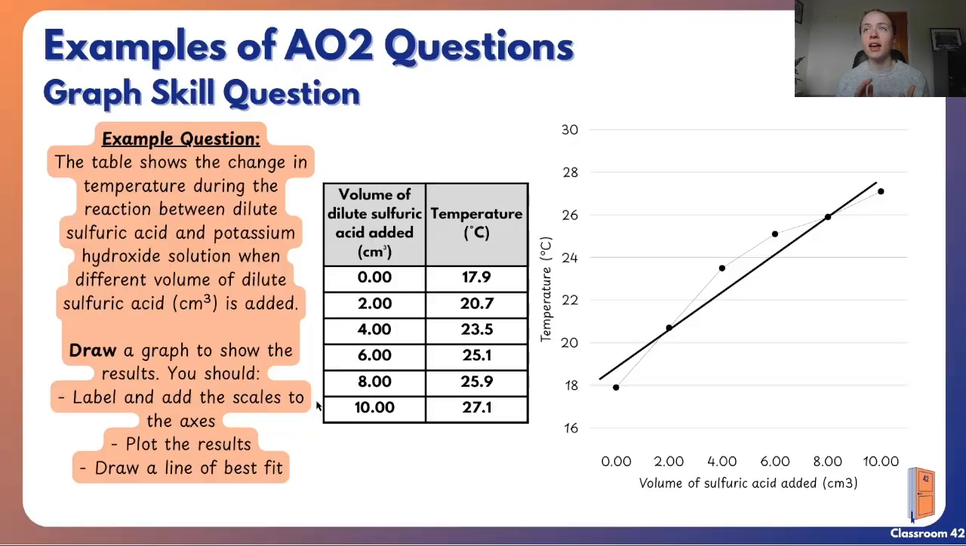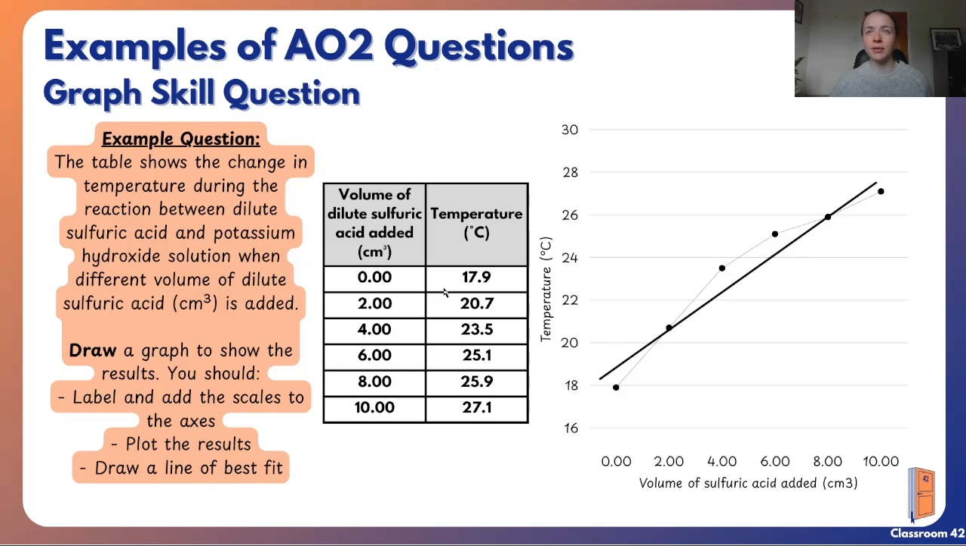Here we've also got a graph question, and I've put this one in here because in a chemistry paper 1 exam you're again very, very likely to be given a draw a graph question, and these will be AO2. The table here shows the change in temperature during the reaction between dilute sulfuric acid and potassium hydroxide solution when different volumes of dilute sulfuric acid are added. Draw a graph to show the results. You should label and add the scales to the axis, plot the results and draw a line of best fit. And there's a high chance this is how this question for you will be structured. I can't guarantee it. This is typically how it looks.